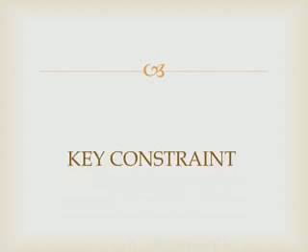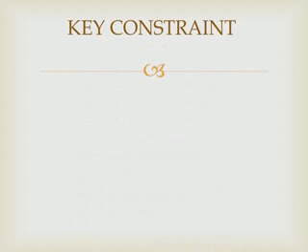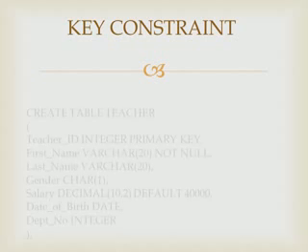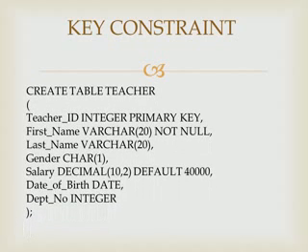Now the next constraint after the check is the key constraint. As you know, there are various keys in RDBMS. Whenever there is a key constraint, we are talking about the primary key. So what is a primary key? We have already understood what a primary key is. It is a unique value, and the value of a primary key cannot be a null value.